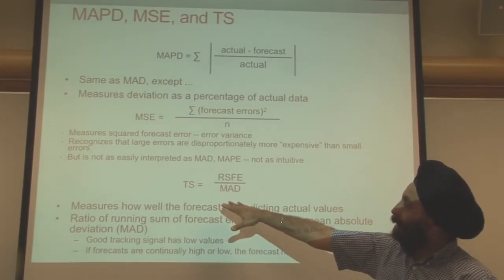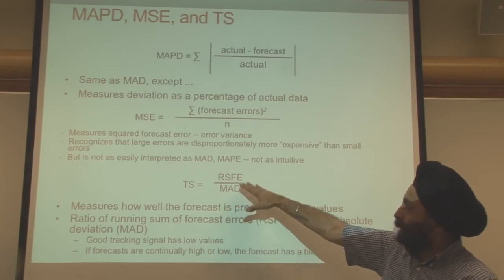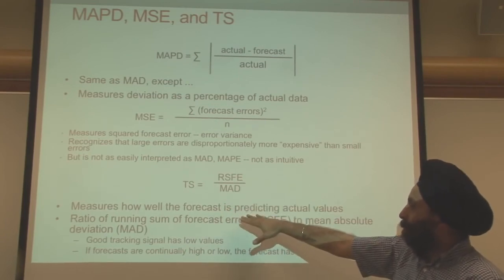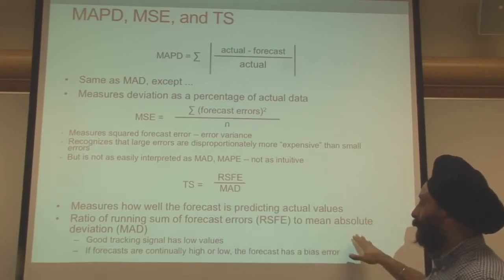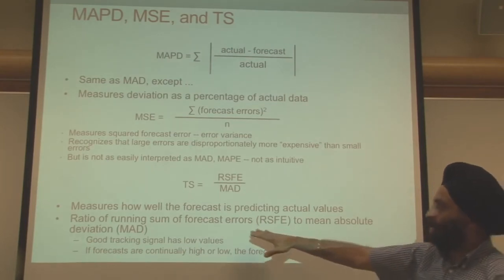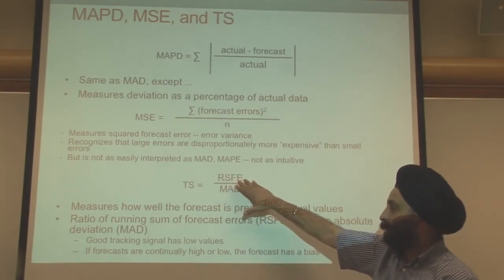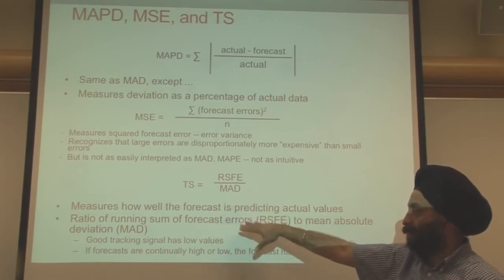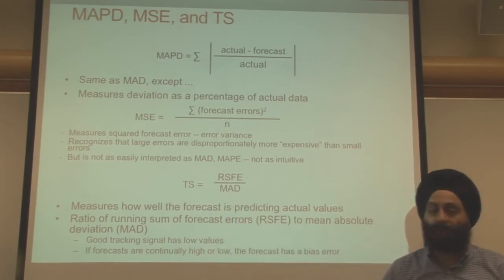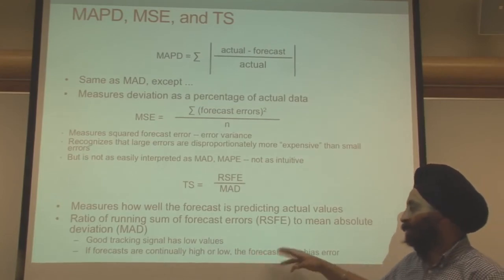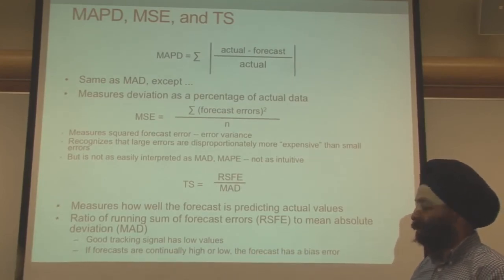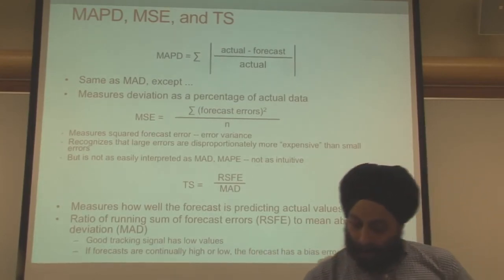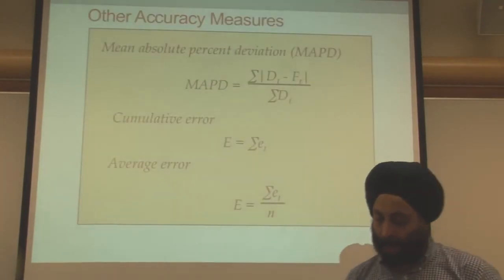Then tracking signal basically calculates how well the forecast is predicting actual values. In this case, you have the ratio of the running sum of forecast errors divided by mean absolute deviation. A good tracking signal has low values. If the forecast is continually high or low, the forecast has a bias error in this case. So let's see the calculations in this scenario.